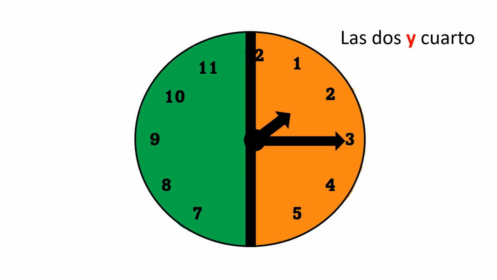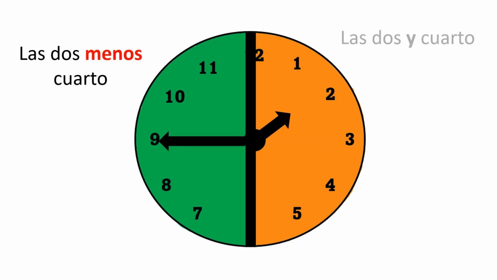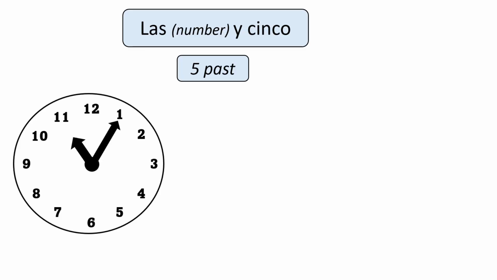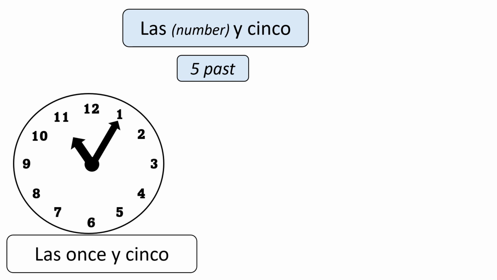For example, here we say las 2:15. And here we say las 2 menos cuarto. This will hopefully be made clearer in the following slides. For example, this clock has a time of las 11:05. This is how to say 11:05 in Spanish.